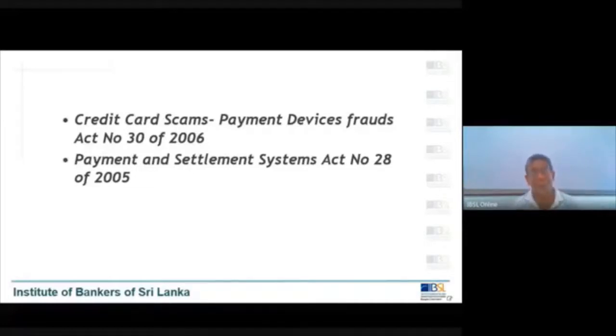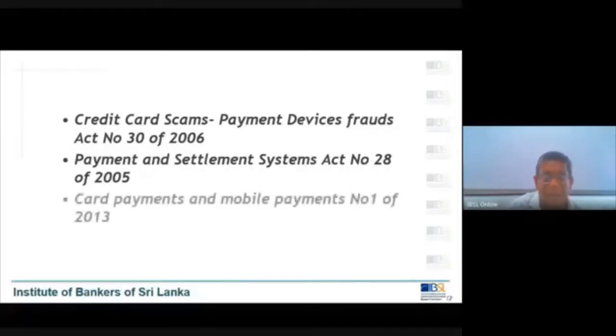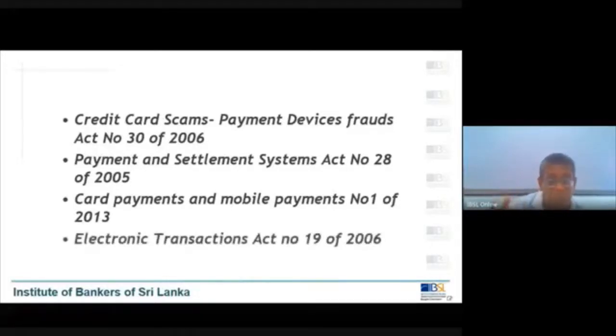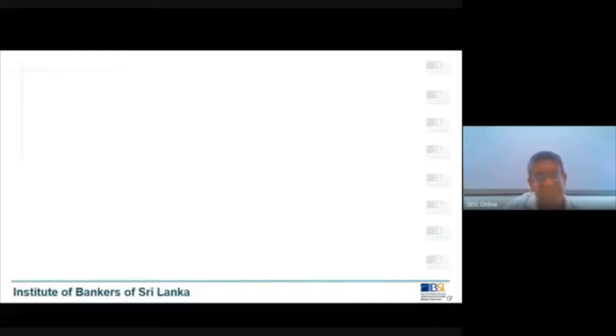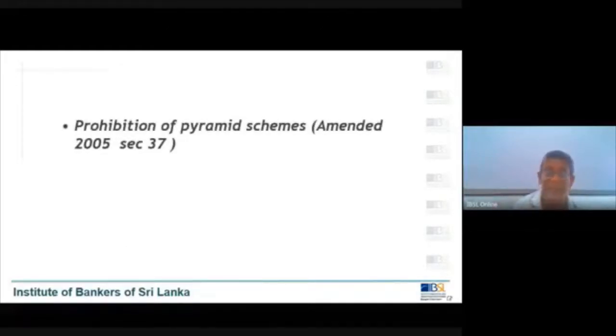Then we have the very famous Payment and Settlement System Act number 28 of 2005, and our credit card payment settlements, all these QR codes, all this comes under it, right? Then SEFT and all such things come under this act. Then we have the Card Payments and Mobile Payments Act of 2013, with some directions also available. When you transact through your mobile phone, there are some laws too. Then we have the Electronic Transactions Act number 419 of 2006. When you do transactions through electronic means, there are some laws available, right? And then we have some more acts, the prohibition of pyramid schemes, and this is a banking act.